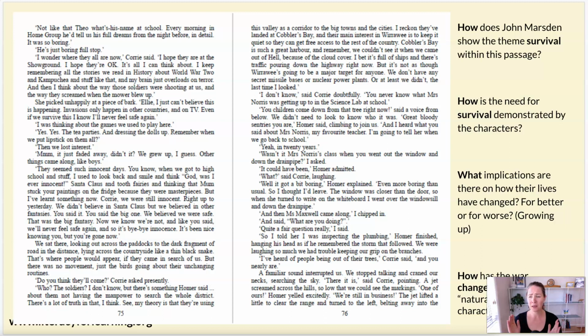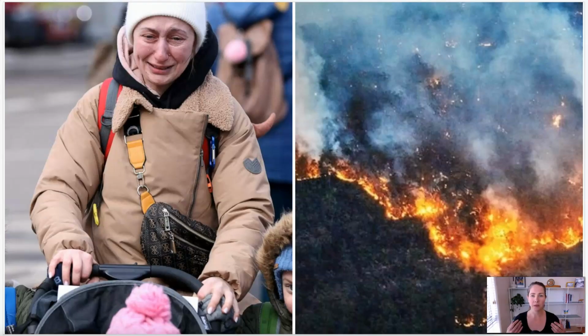But putting that aside, in this lesson, students are asked a question such as, in the top right, how does John Marsden show the theme survival within this passage? What is being assumed here is that students understand what survival is and the complex nature of survival. So what we might do when we know that we need to teach knowledge before skills, before we ask them to evaluate, which is a skill, this text, is spend a lot of time allowing students to consolidate and create a schema of meaning around the idea of survival.